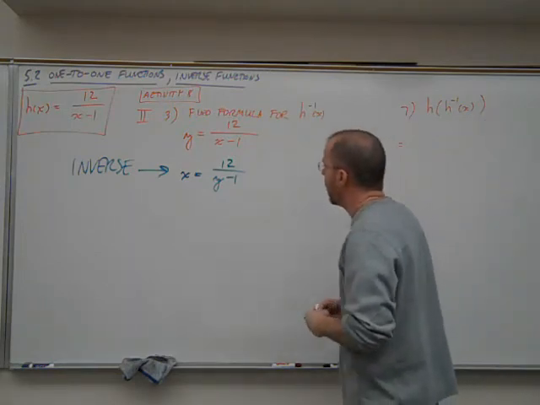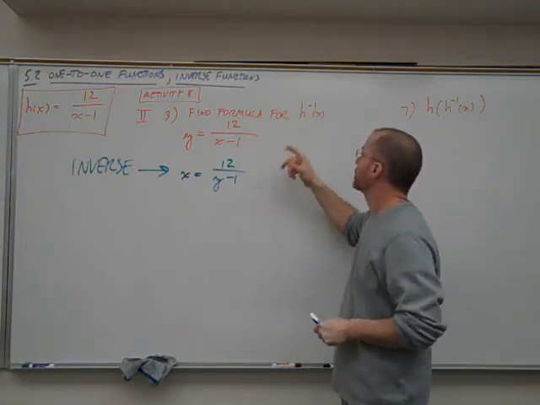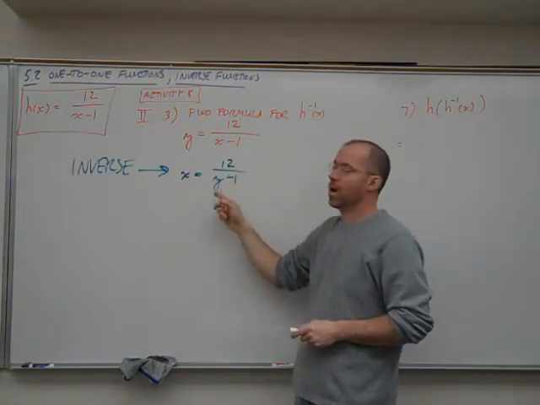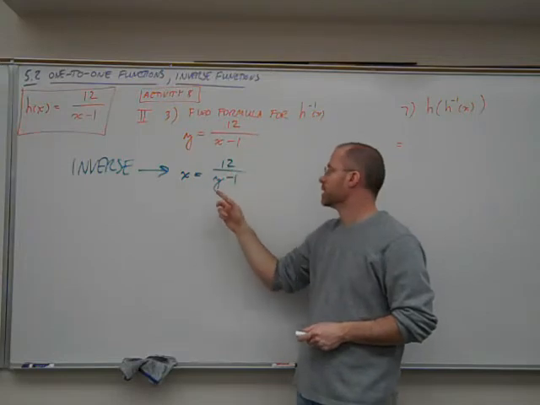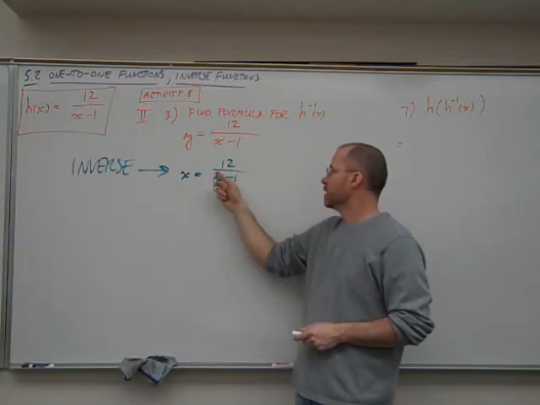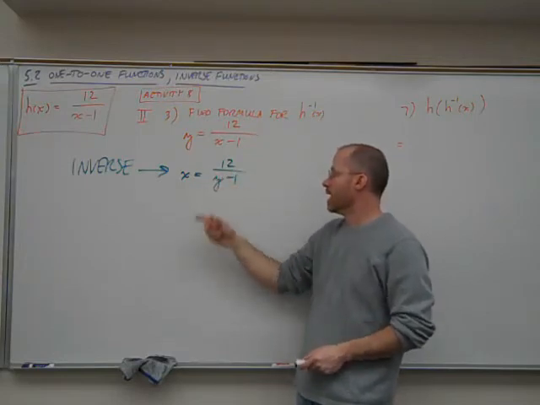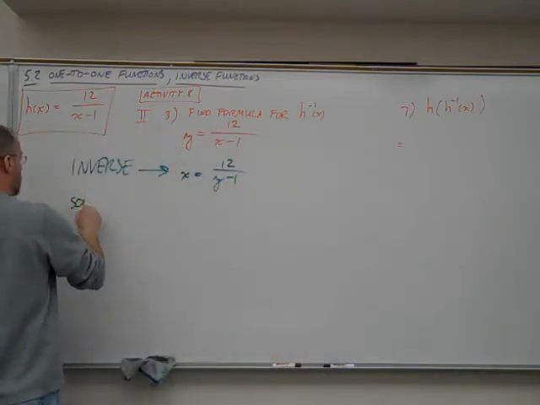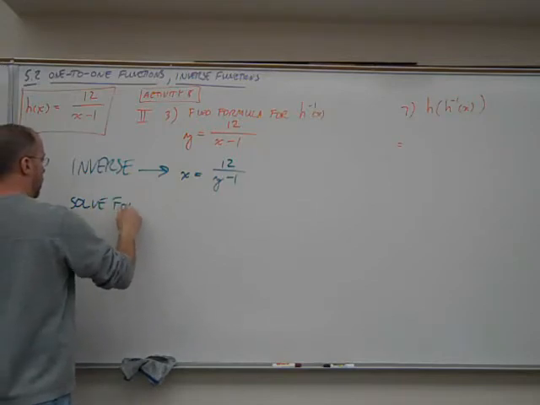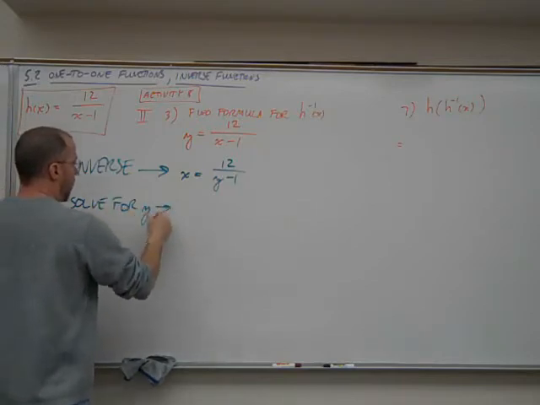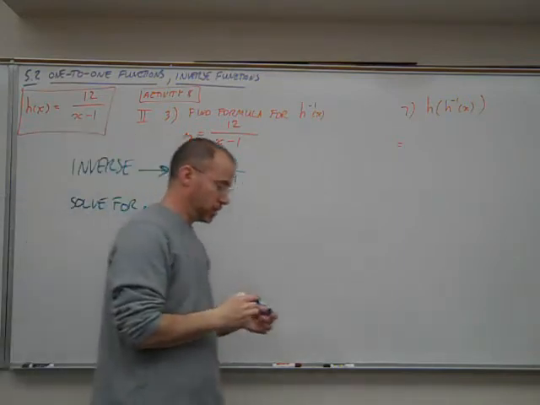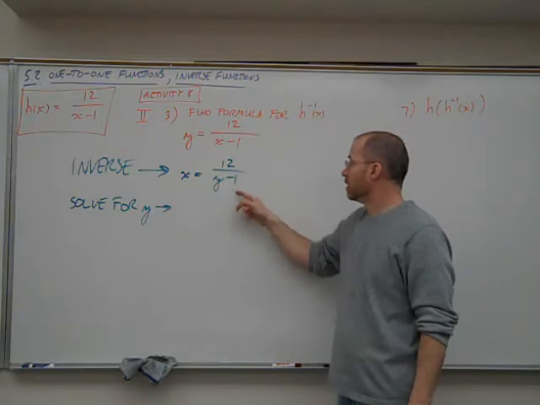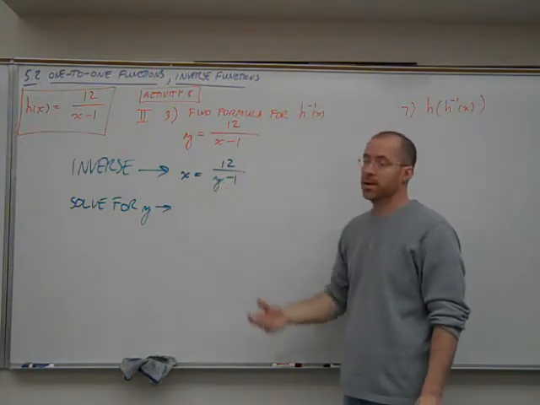But the hard work comes now, because in order to express H inverse of X as a function formula, I need to isolate Y. I need Y equals something, because the H inverse function is actually this output variable Y. So now I've got some algebra. I've got to solve for Y, and sometimes that takes a few steps. Here I'm looking at a rational equation, right? I've got Y in the denominator.